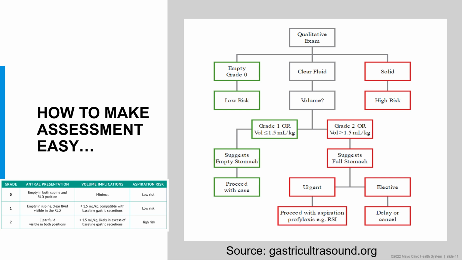If you see the bullseye in right lateral decubitus and supine, then you can be assured the patient has an empty antrum. We qualify this as a grade 0 or low aspiration risk. However, if you only see clear liquids when the patient is in right lateral decubitus position and you did not see those clear liquids when the patient was supine, the liquid contents are considered to be less than 1.5 mLs per kilo, which is consistent with naturally occurring gastric juices. They would be considered a grade 1 or low risk patient.